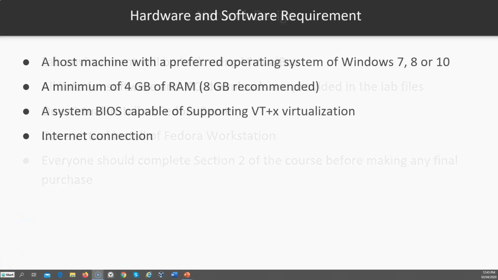To be successful in this course, a student will need a host machine with a preferred operating system of either Windows 7, 8, or 10, or a Mac machine, or a Linux machine. The student should have at least 4 gigabytes of RAM, but 8 gigabytes is recommended. You also need a system BIOS capable of supporting VT-x virtualization, which is up inside of the system settings. You'll also need a good internet connection.